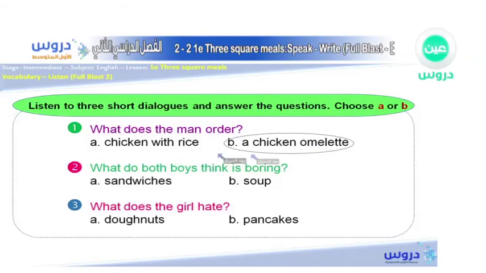So he doesn't want chicken with rice, he actually wants omelette, and they gave him chicken omelette. Okay, what about the second one? Let's read it together. It says over here, what do both boys think is boring? Sandwiches or soup? Okay, let's read and see.